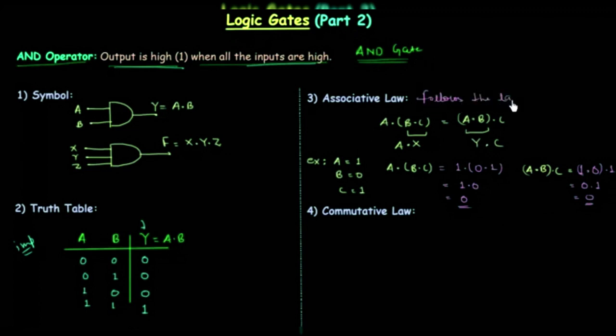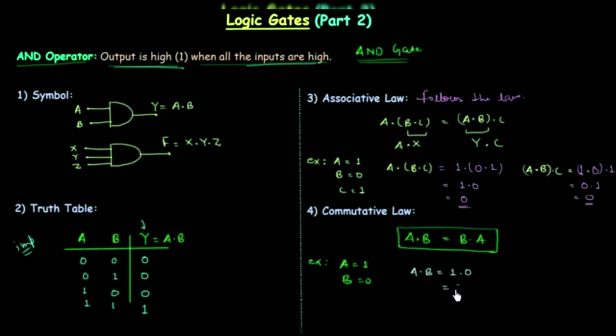the associative law. Now we will move to the fourth point, that is the commutative law. Commutative law says A and B equals B and A, and we have to find whether the AND gate follows the commutative law or not. I will take one example. A is equal to 1 and B is equal to 0. First we will evaluate the left hand side, A and B. A is 1, B is 0, so we'll get 0.